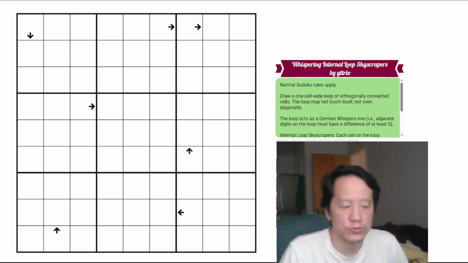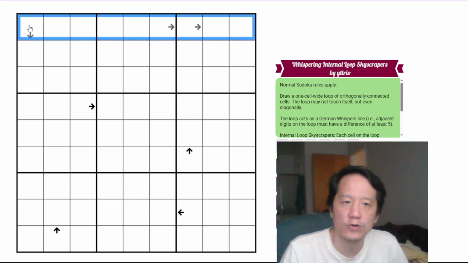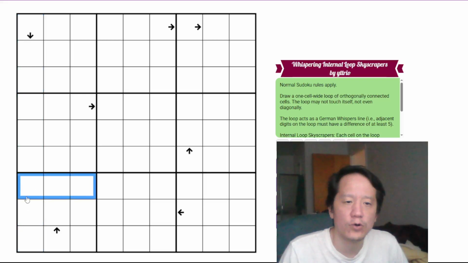And here are the rules. Normal Sudoku rules apply, which means fill the entire grid with the digits 1 through 9 such that there are no repeats in any row, column, or 3x3 region.